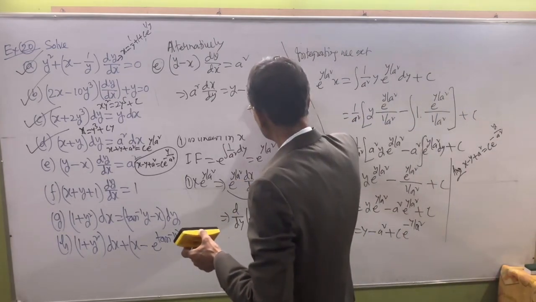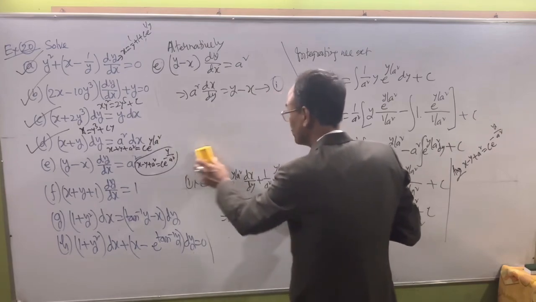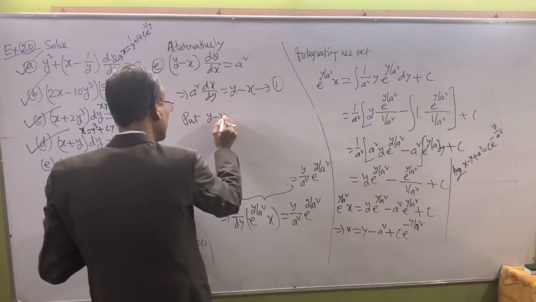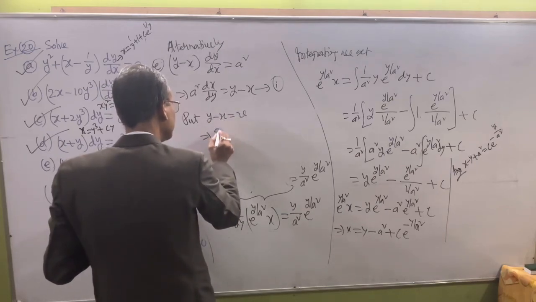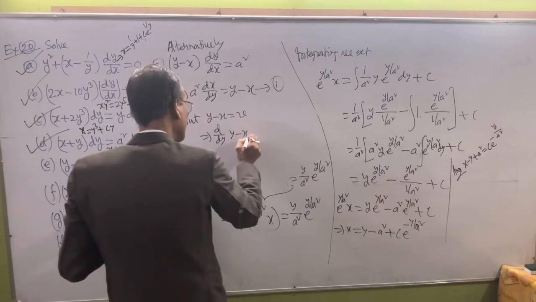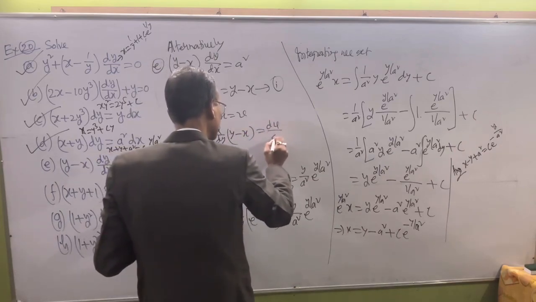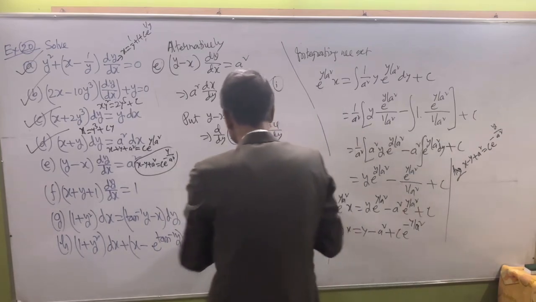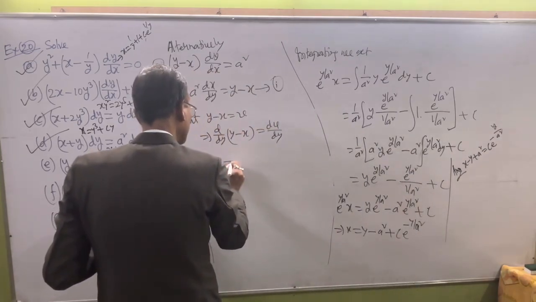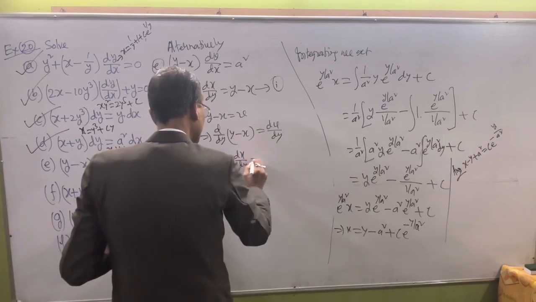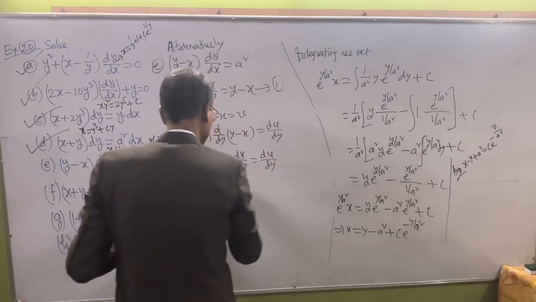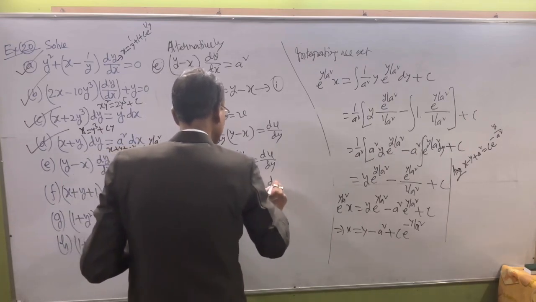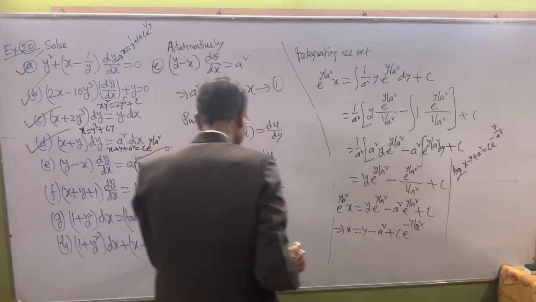Now, in this put y minus x equal to v. This means d by dy of y minus x equal to dv by dy. This means 1 minus dx by dy equal to dv by dy. This means dx by dy equal to 1 minus dv by dy.